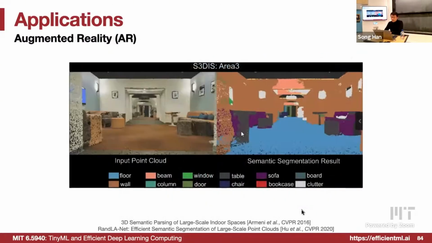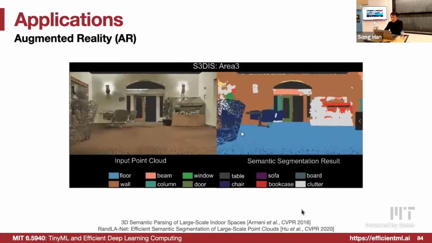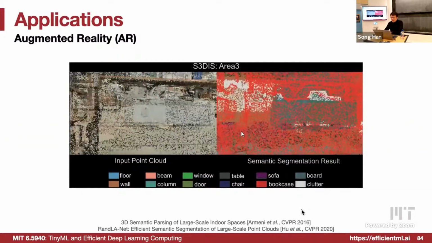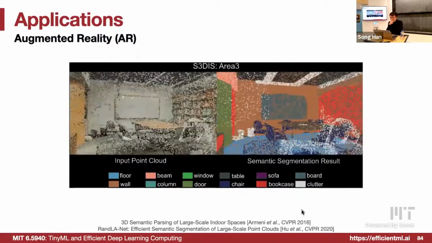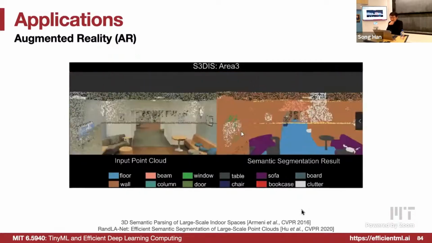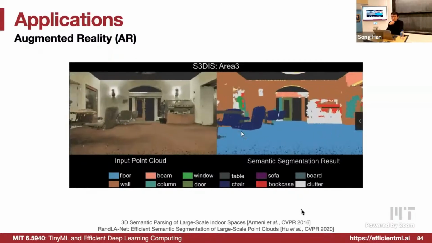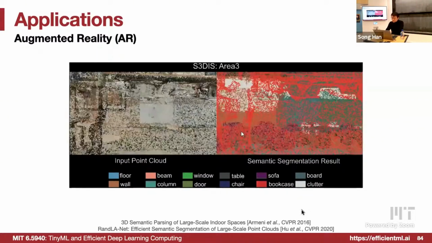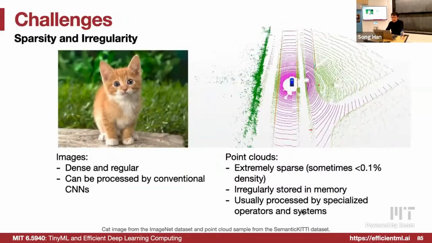Also for augmented reality, this is the hallway at Stanford. Before the renovation, when I was there, this was exactly the mapping. Now it's fully renovated. So for AR, VR applications.